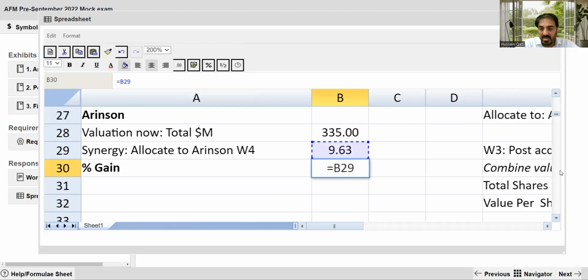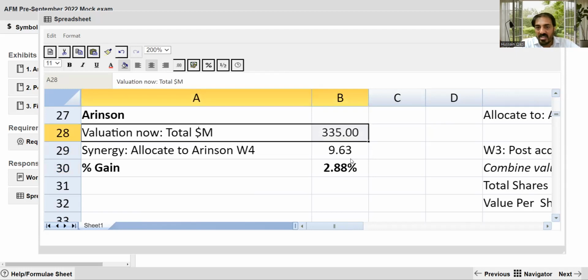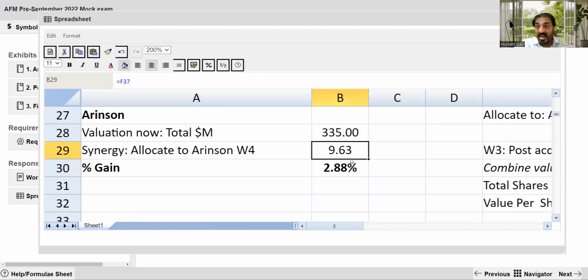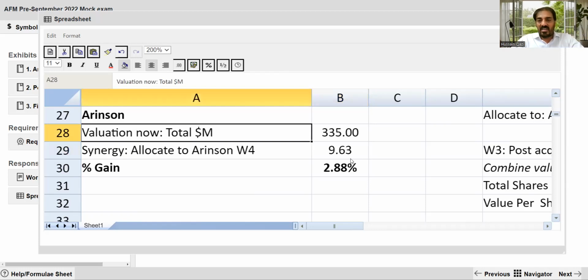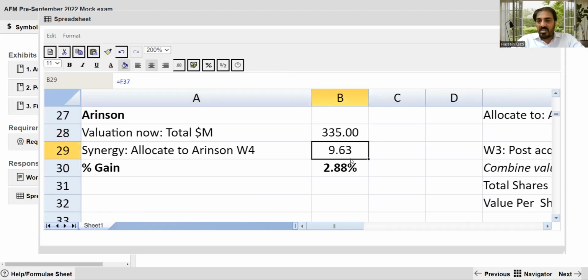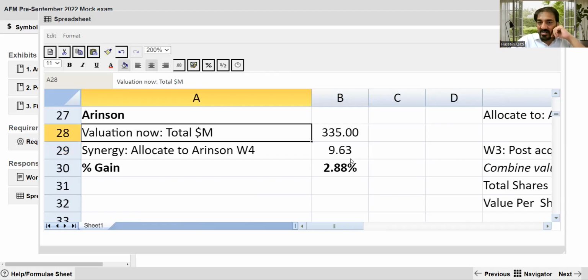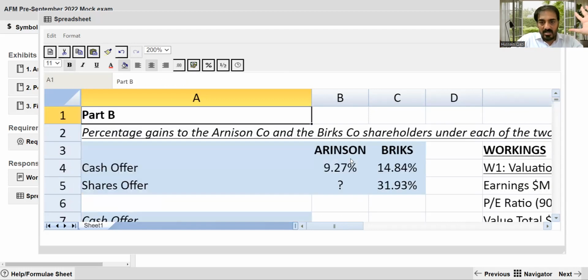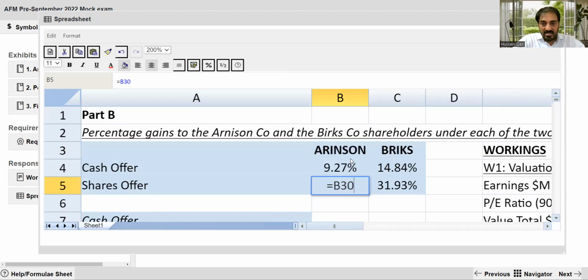What is the percentage? 9.63 divided by this is 2.8%. Only 2.8%. Valuation 335, synergy allocation 9.63. So the add-on value of 9.63 over 335 means the acquirer will consider, if we invest, my value addition is only 9.63, that is 2.88%. So this is all about the calculation.